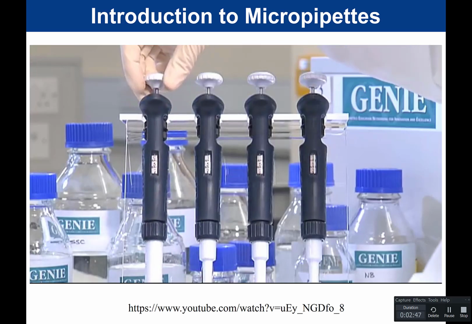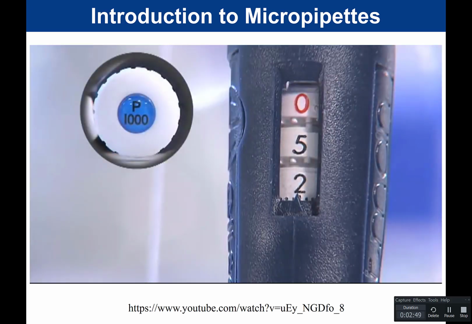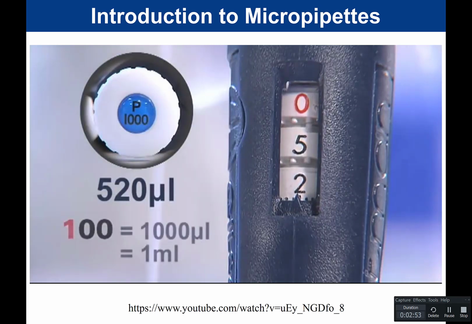This P1000 is set to 0.52, which indicates a volume of 520 microliters. A setting of 100 indicates the maximum volume for this pipette, which is 1,000 microliters. The uppermost number is in red, which for this pipette indicates the number of milliliters.